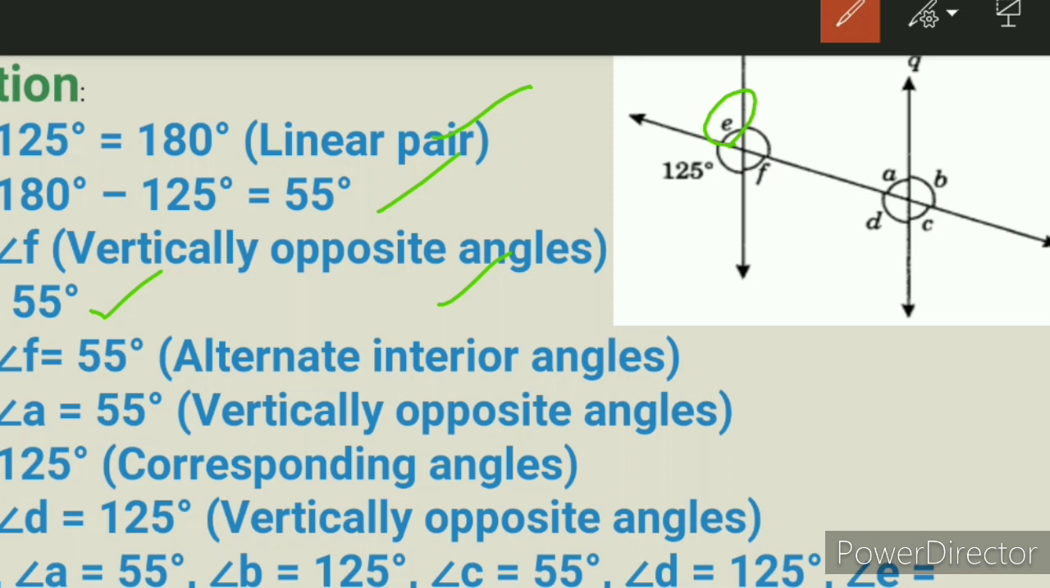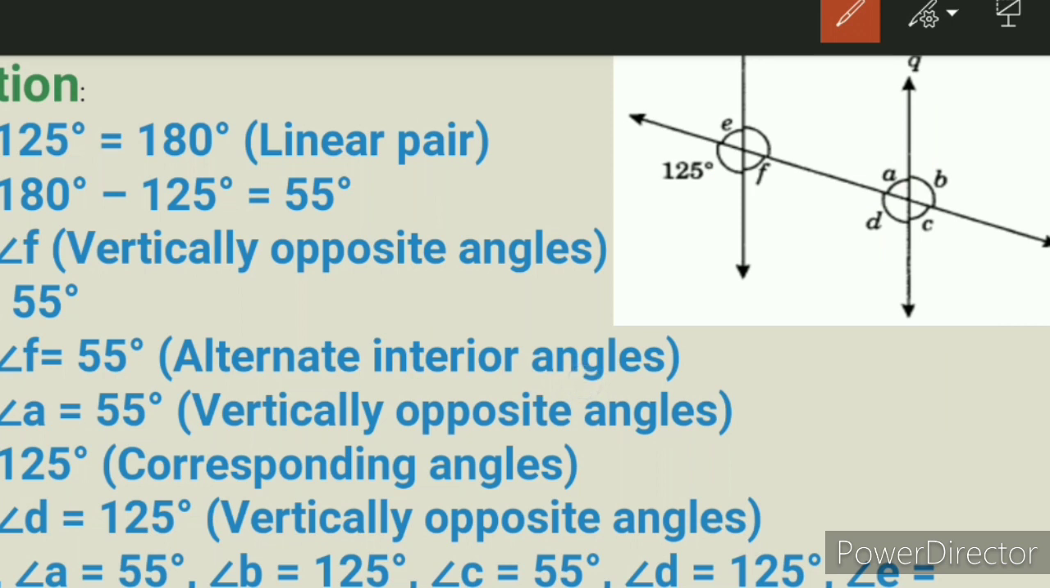Now, F and A are alternate interior angles, isn't it? Because they lie inside the parallel lines. A and F: angle F we know is 55 degrees, so A is also 55 degrees, because alternate angles are equal. Got it? Next, angle A and C are vertically opposite angles, so that is also 55 degrees. Next, angle A we know is 55. A and D are a linear pair, and linear pair of angles are supplementary.